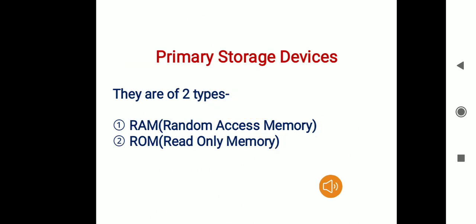Let's start with the primary storage devices. Now the question is why these storage devices are known as primary storage devices. This is because these are those category of storage devices without which the computer will not run at all. That is, without the help of primary storage devices, the computer will not be able to start and execute its operations. These primary storage devices are categorized into two types, that is RAM, whose full form is Random Access Memory, and ROM, whose full form is Read-Only Memory.